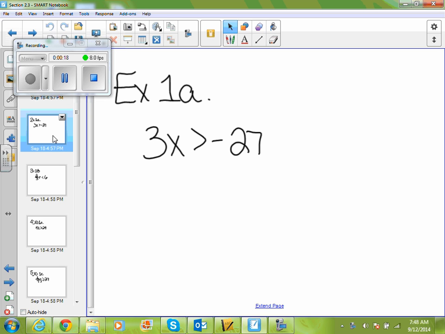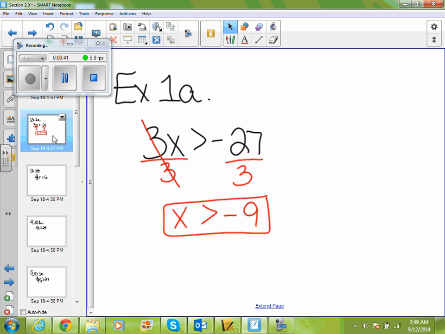So if I look at 3x is greater than negative 27, in order to get rid of multiplication, I divide both sides by 3. The 3's then cancel. I bring my x straight down. I bring my inequality straight down. And negative 27 divided by 3 is negative 9. So I end up with x is greater than negative 9.